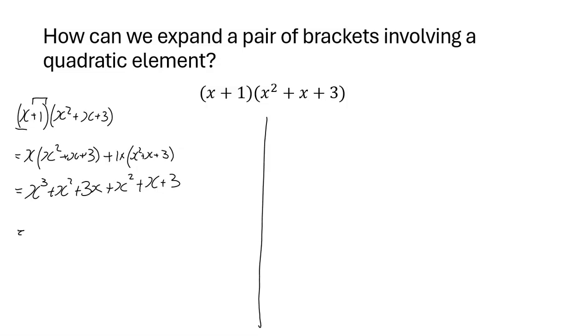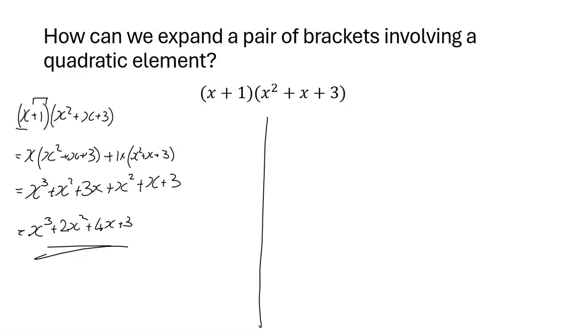And what I then do is what I always do at this stage: I simplify. Now the x cubed is going to stay on its own. I'm going to gather together all the x squareds, so I'm going to end up with plus 2x squared. I've then got all my x elements, so a 3x and an x. That'll give me a plus 4x, and then I'll end up with a plus 3 on the end. So I can expand it using that way. I can split the first bracket up, do each quadratic expansion on its own, and combine it all together at the end.